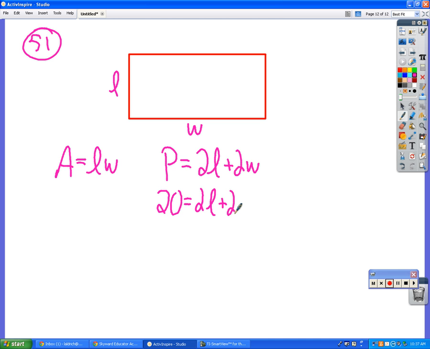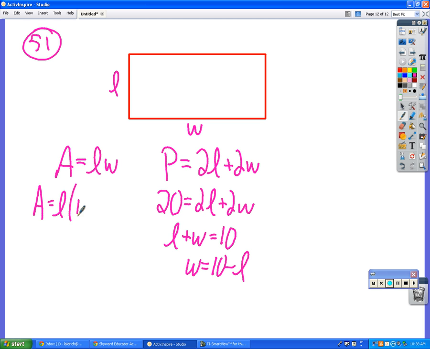So we can plug that in for the perimeter, divide everything by 2, and find out that the length plus the width has to equal 10. Or in other words, we're going to solve that for the width. The width is equal to 10 minus the length. So now we plug that in over here, so the area is the length times 10 minus the length, but you can leave it like that, or you can write it as 10L minus L squared. Either one of these is fine.